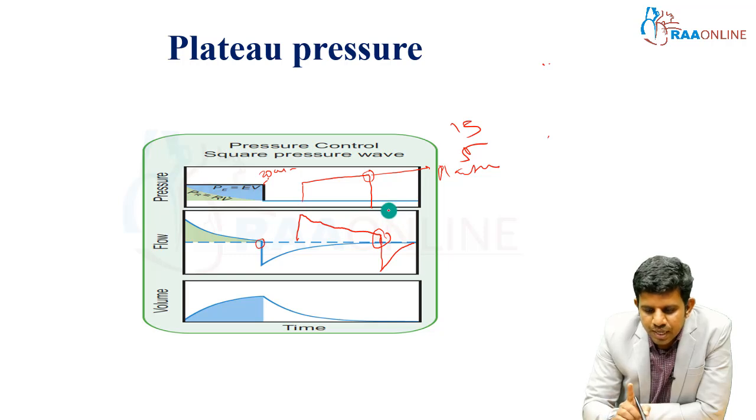Okay, if you take it as your pressure control or plateau pressure, you have to see the flow time scalar: is it reaching the baseline of 0 or not? It's not reaching 0. Actually, it's not a plateau pressure. Whatever the peak inspiratory pressure is, it is not your plateau pressure.